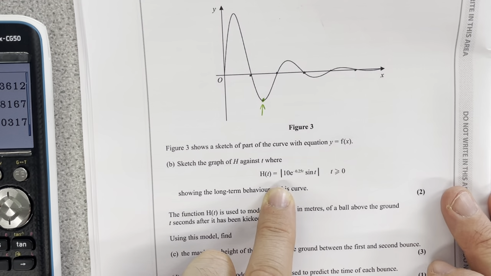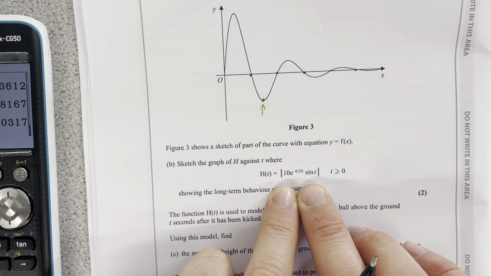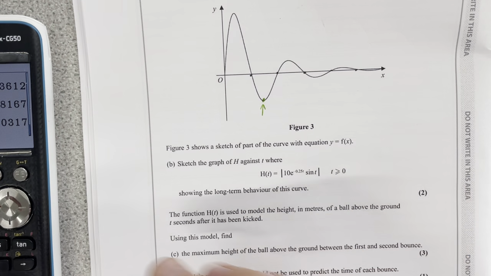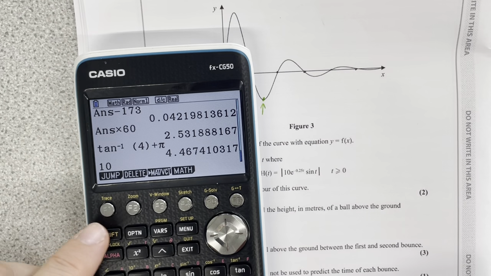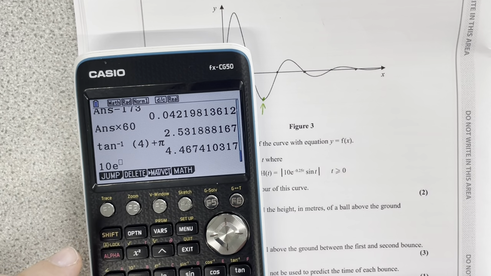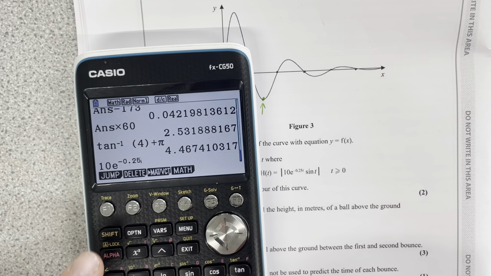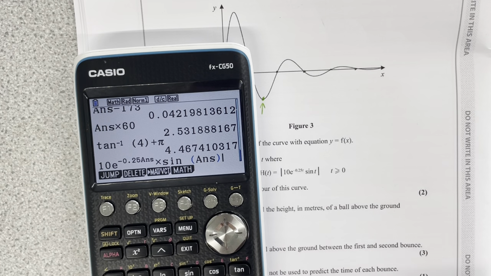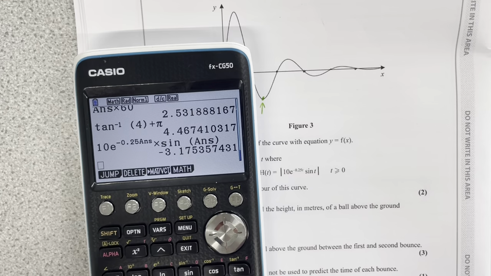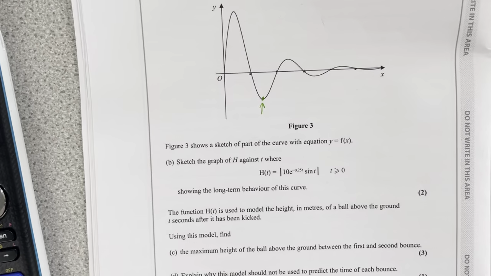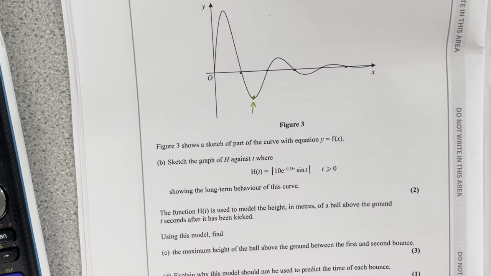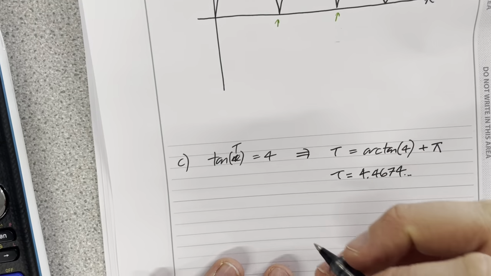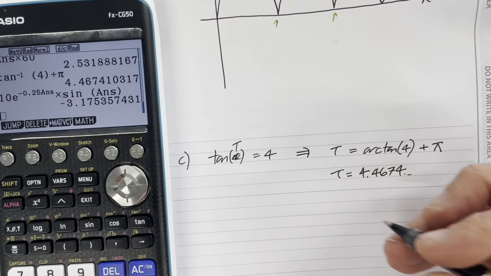So h is here. You can ignore the mods, just ignore the negative. So it's going to be 10 times e to the power of minus 0.25 times the answer that's stored in the calculator memory times the sine of that answer. And it's in radians already, so all good. And we get minus 3.17, so therefore we want the positive of that, which is 3.17.